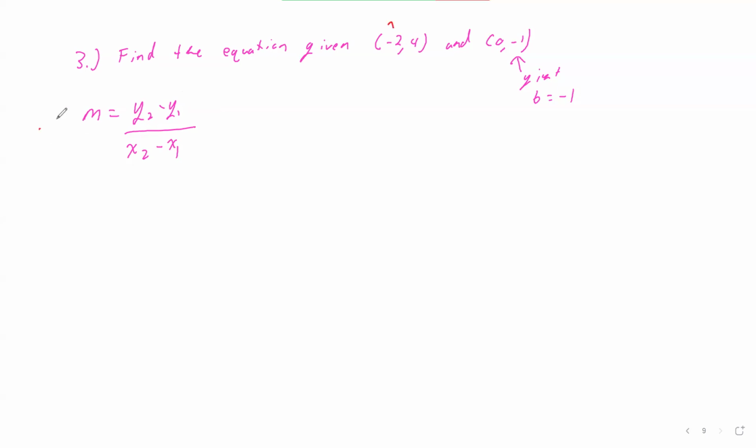All right, so remember, it's just easier to label, but this is X1, Y1, X2, Y2. So when I plug it in, I get -1 minus 4, and then 0 minus -2. Nope, sorry, I'll let you catch up.